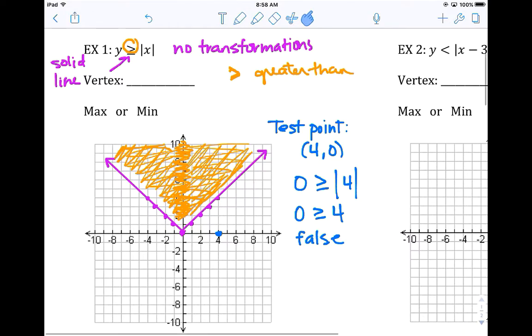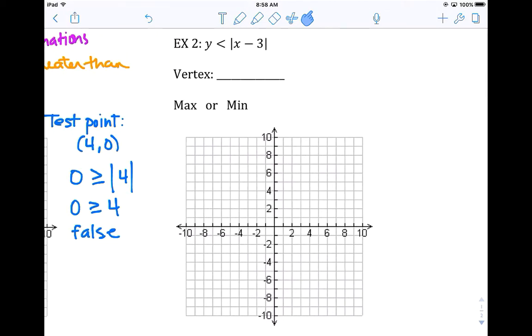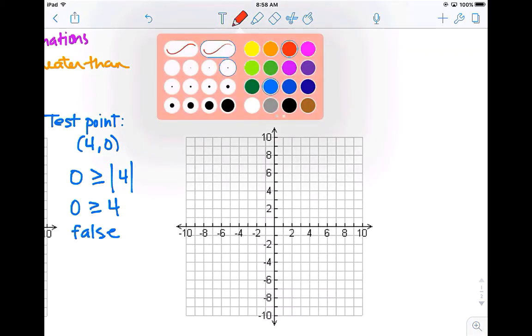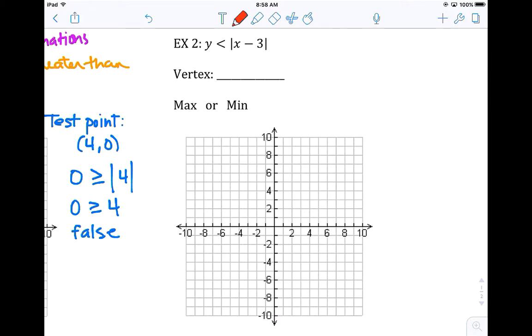Let's try another one. Example 2. Again, let's talk about our transformations first. So this time we do have a transformation inside the absolute value bars. So that tells us that our graph is moving to the right 3. It's inside, so we know it's horizontal movement. And then we do the opposite when it's inside, so that means we're going to the right 3.